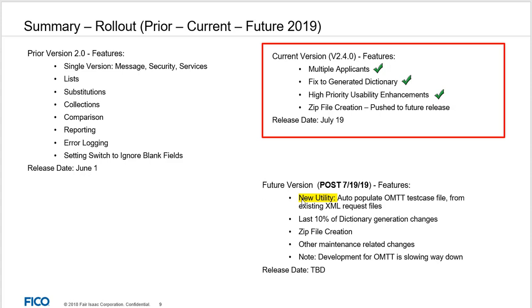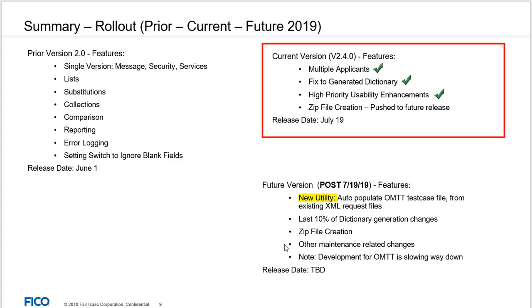We do have a new utility that we're proposing in the future, and it really surrounds the ability to auto-generate an OMTT test case file from existing request files. Now that's going to be quite a handy thing if you have a customer that already has an existing system and you really want to build out the OMTT test sheet to mimic that. We're hoping to be able to create that utility to auto-populate the test sheet, the dictionary, through a series of step-by-step processes. So more on that later. We'll let you know how that goes. We're hoping that won't take more than a couple, 2 to 3 weeks. So stay tuned on that one.